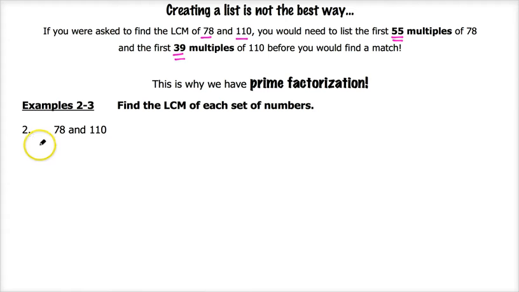So starting with 78, I'm going to make my factor tree here. 78 I know is divisible by 6 because it's divisible by 2 and 3, so I could make this a 6, and it goes into 78 13 times. 13 is prime, but 6 I can branch out into 2 times 3. So the prime factorization of 78 is 2 times 3 times 13.